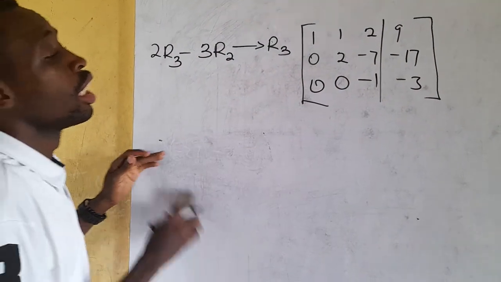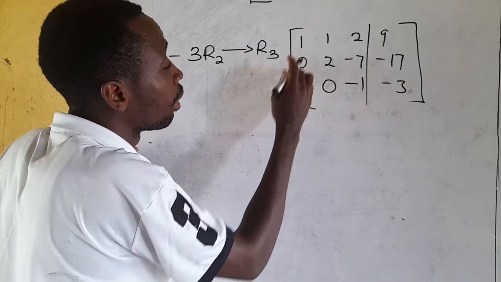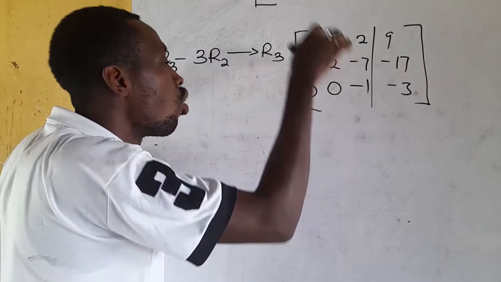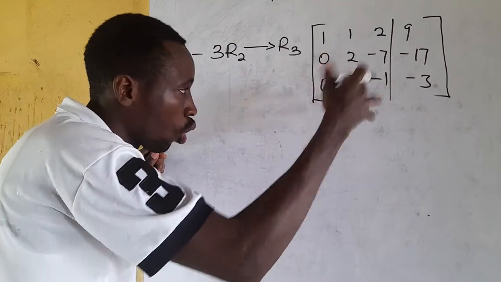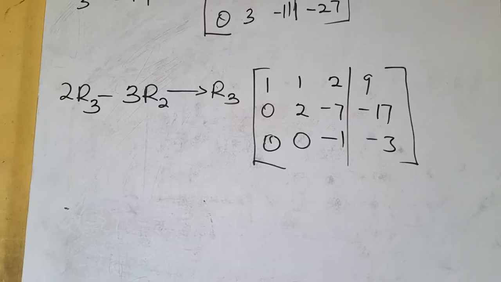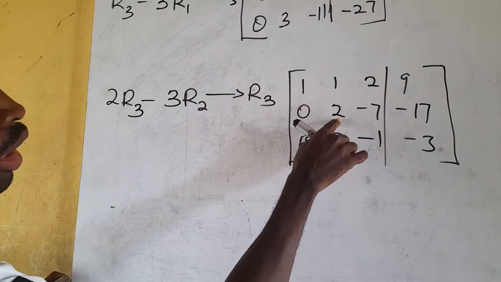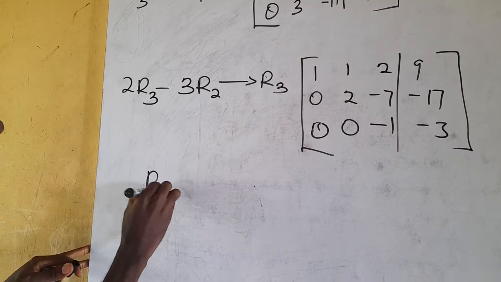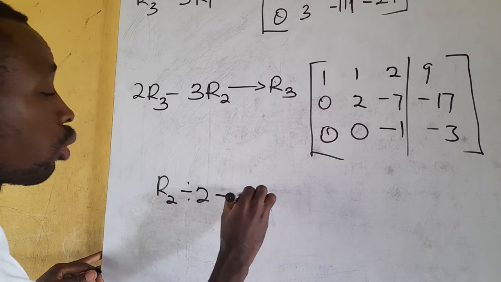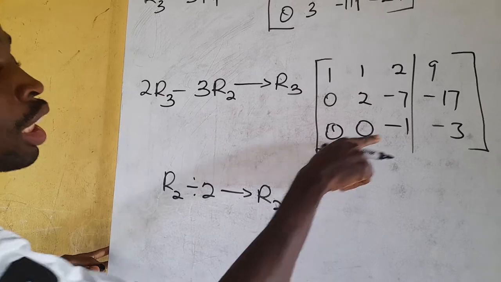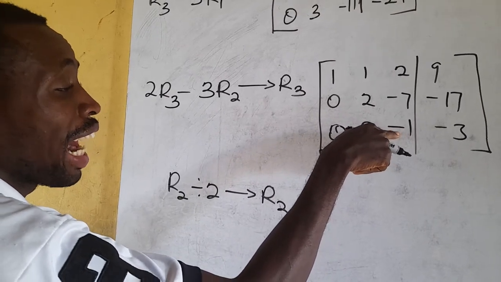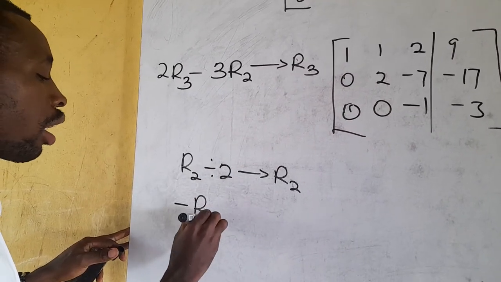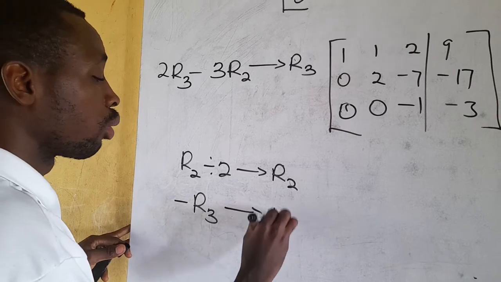So we have succeeded in making all the entries below the principal diagonal 0. Now the next thing is we make all the entries in the principal diagonal 1. Then we back solve. When we check the first entry here, it's already 1. This is not 1. What do we do to make it 1? We divide it by 2. So we say our R2 divided by 2 should be substituted into R2. Here is also not 1. To make it 1, we multiply that by negative 1. Then it will become 1. So we say negative R3, we negate the R3, should be substituted into R3.